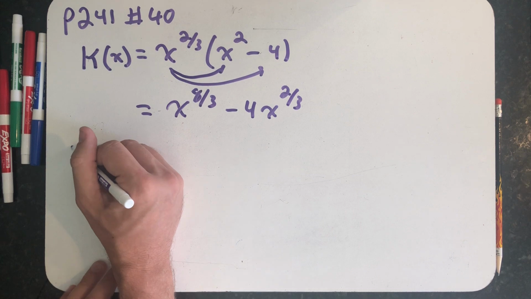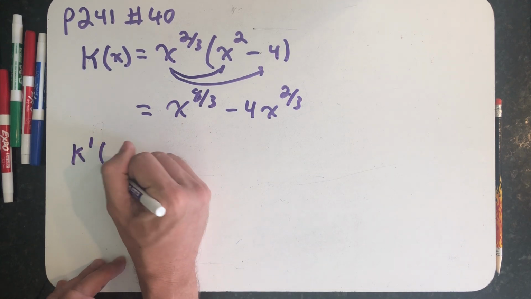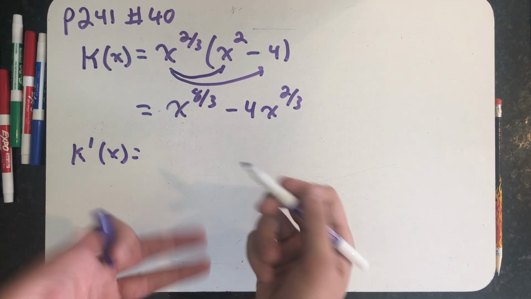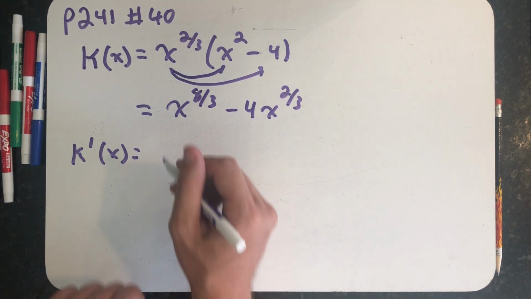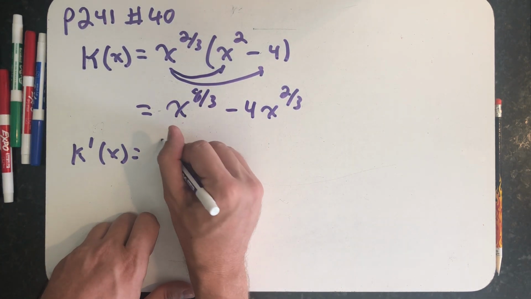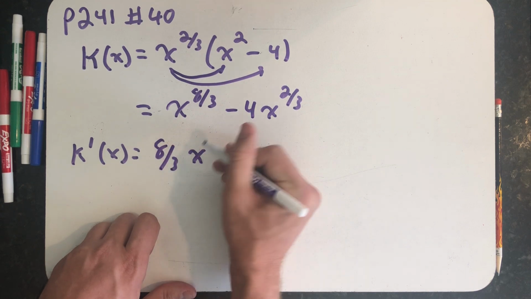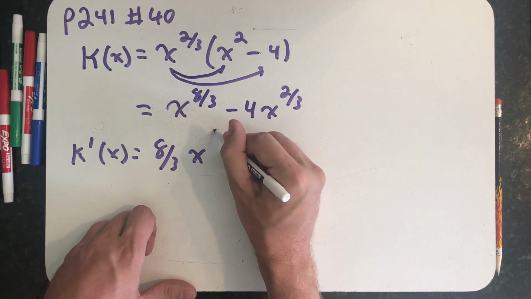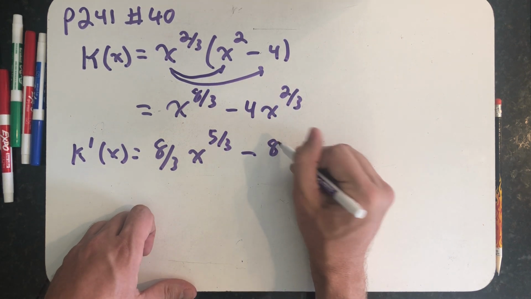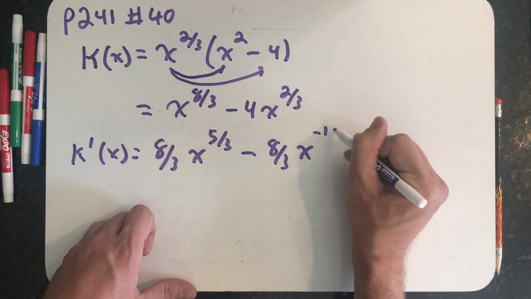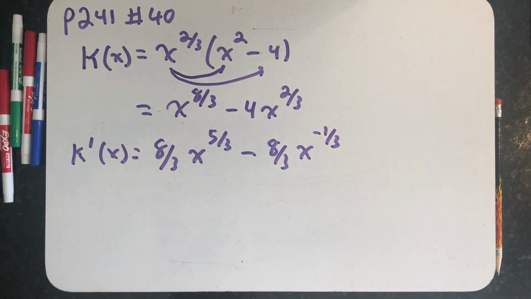Now I can take my derivative. If you wanted to from the start, you could have just used the product rule. I'm going to take the derivative of what I think is a slightly simpler function. So the power rule says this will be 8/3 x to the, take 3/3 away, and I have 5/3, minus 8/3 x to the minus 1/3. And there's my first derivative.